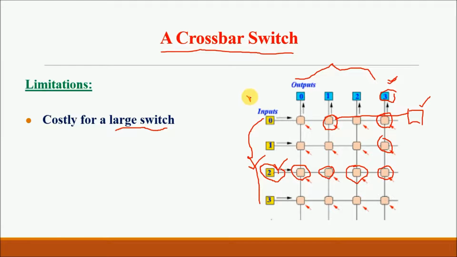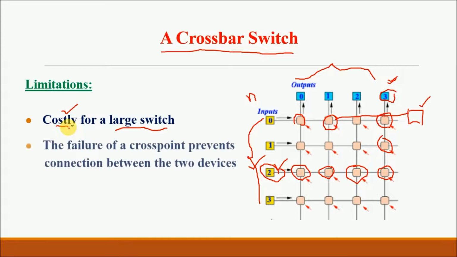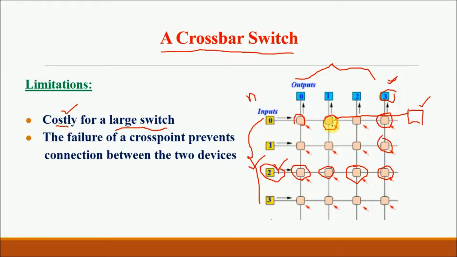That means if the number of inputs is increased, then this matrix will be a huge matrix, and all these switches are metallic switches. So the whole cost of the switch will be very high. That will be very costly. And the second limitation: suppose any one of these cross points fails. The failure of a cross point prevents connection between the two devices. So if any cross point fails for any reason, then the connection will be dropped. That is another limitation.